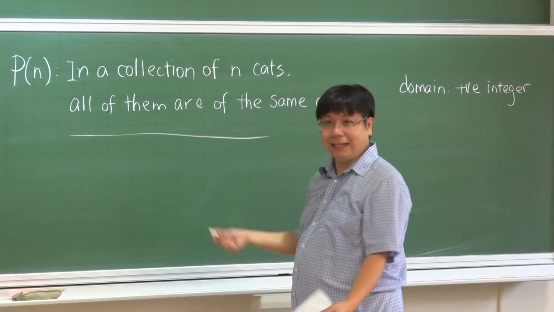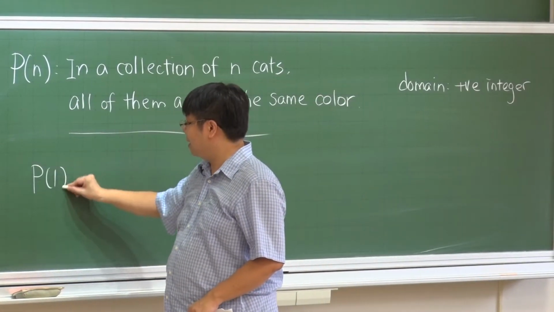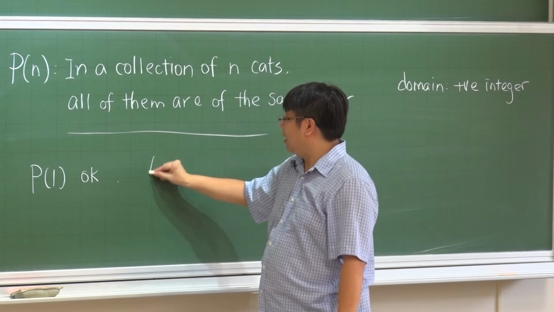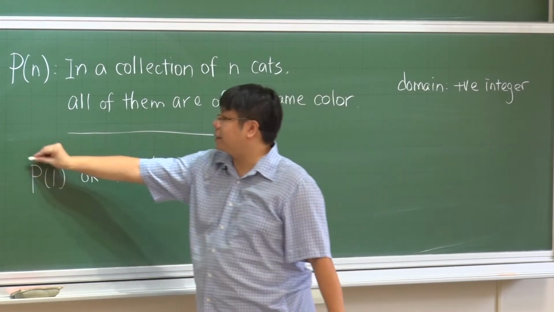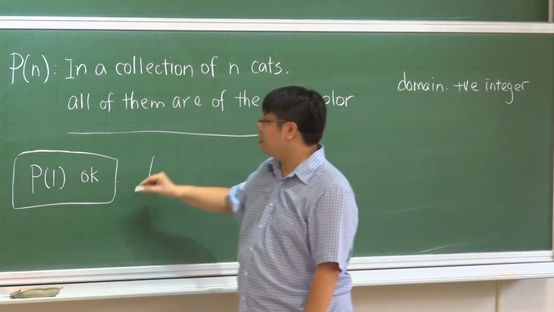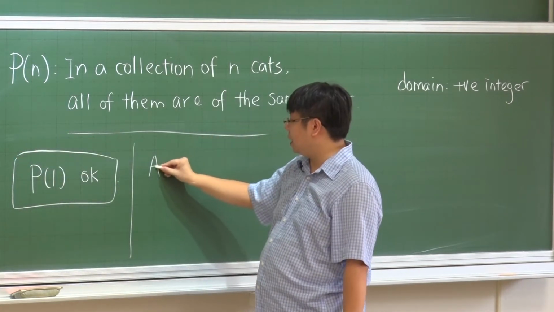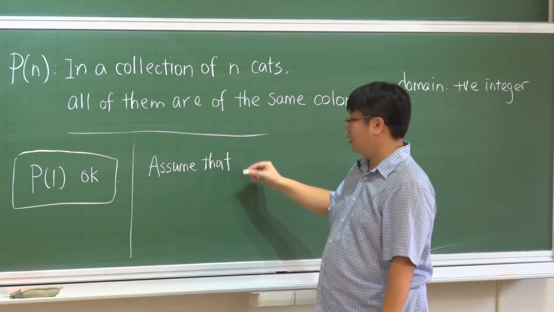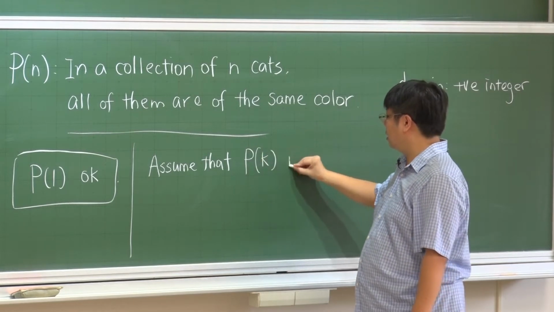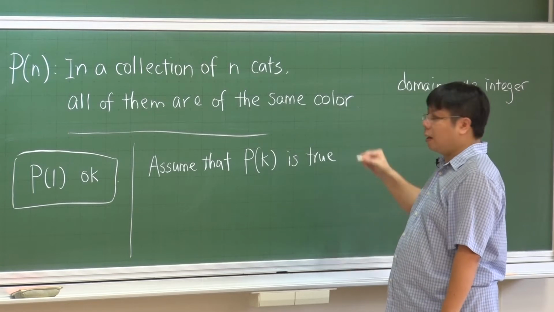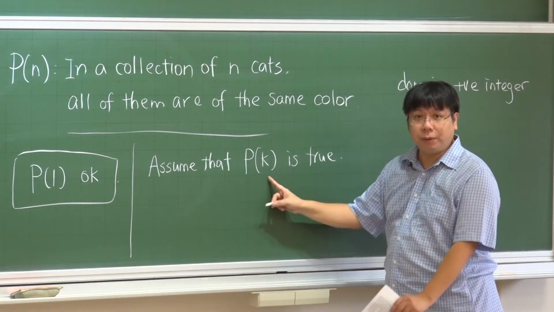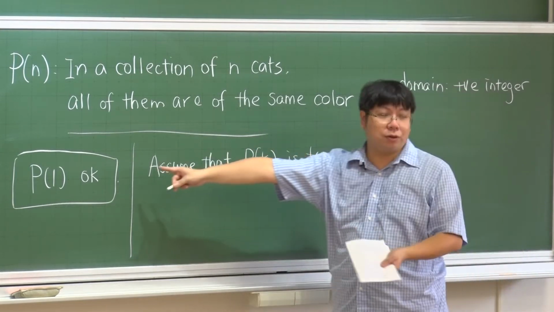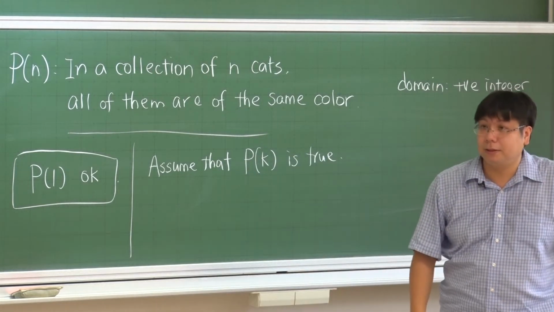Good. Induction. P1 is correct. This is the basis case. Now I'm going to show the inductive case. The inductive case is, let's say, assume that Pk is true. And then my target is to show that under this assumption, I can get Pk+1. So if I have Pk implies Pk+1, and if I also have P1, then I can have all the cases covered. OK?